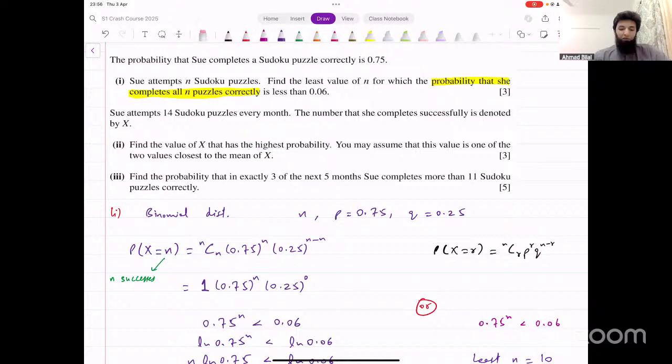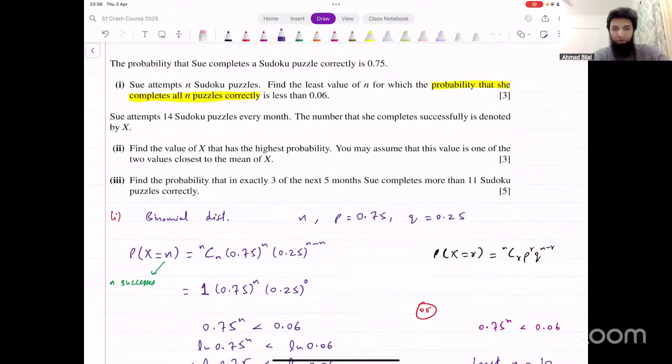Okay, now think about it. She's solving 14 puzzles in total. So it is still a binomial distribution because we have either a success or a failure. We're repeating something 14 times in total. And the other condition, the probability has to remain constant. That's also remaining constant, right? 0.75, 0.25, they will remain constant. We have to find the value of X that has the highest probability.